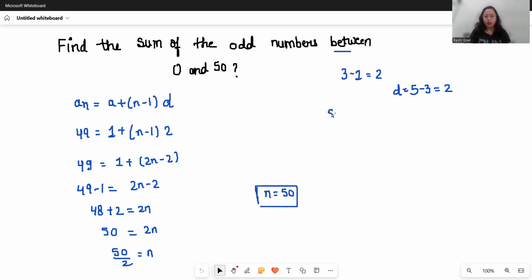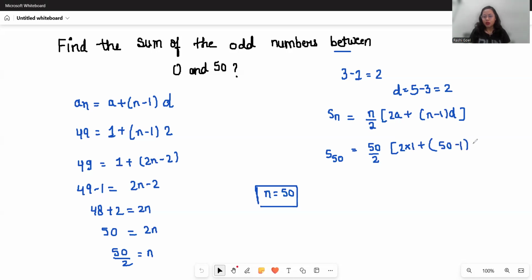Now we have to find the sum. So we will use another formula, Sn. Sn is equal to n by 2 times, in brackets, 2a plus n minus 1 times d. So the sum of 50 terms is 50 by 2, and in bracket 2 times 1 plus 50 minus 1 times 2. So S50 is equal to 25.